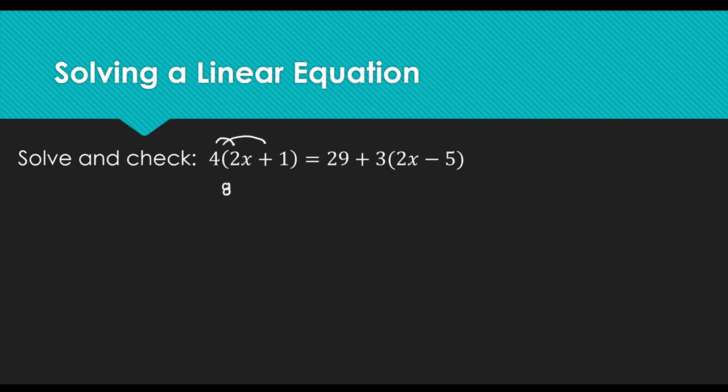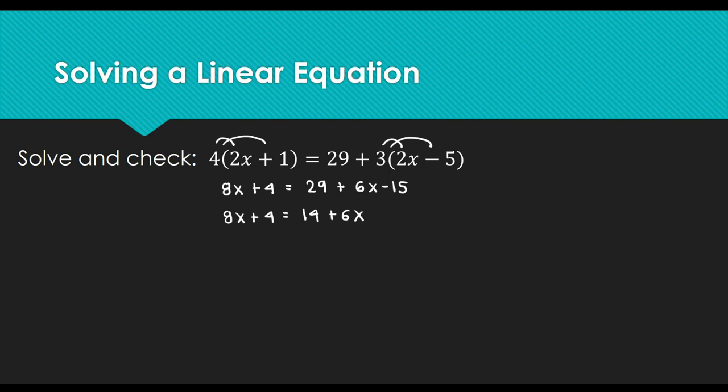So we're going to have then 8x plus 4 on the left. Bring down the 29 plus, and then I'm going to distribute the 3. So we'll have 6x minus 15. I'm going to combine like terms on the right-hand side first, 29 and negative 15. Notice that that's going to combine then into a positive 14.